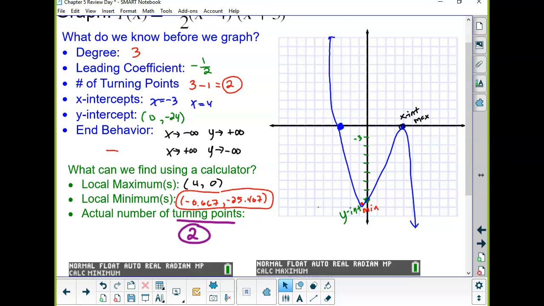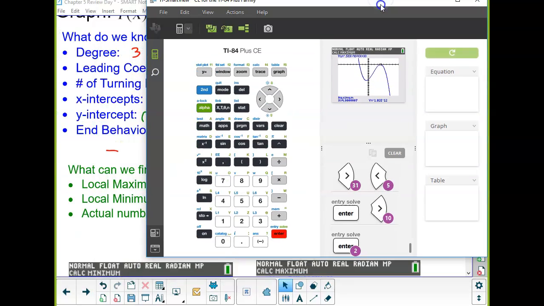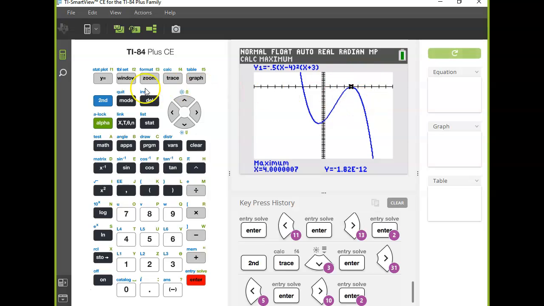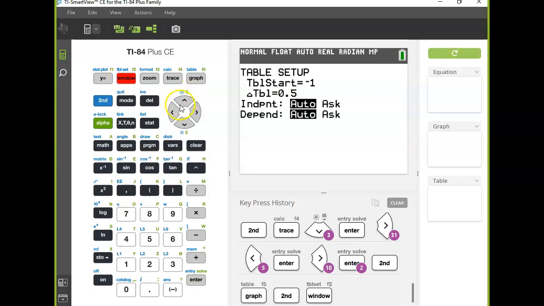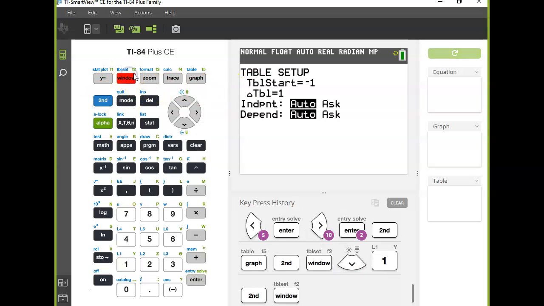All right, one last thing. If you wanted to be more accurate, you can always do this. Go second, table. And here my table set is a little different. Don't worry about this part here. I had my tables going up by 0.5, and I really wanted them to go up by 1s. So if your table's off, you could do this. Go second, table set, which is the window.